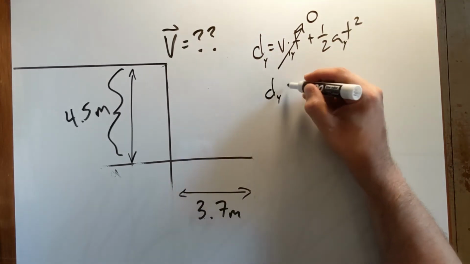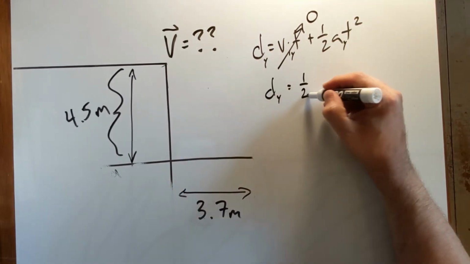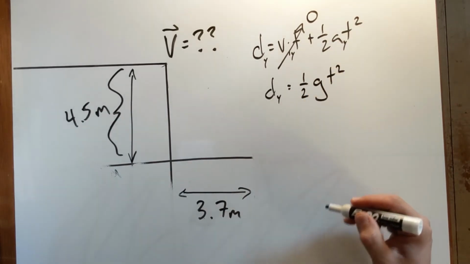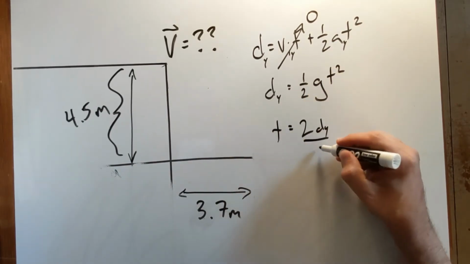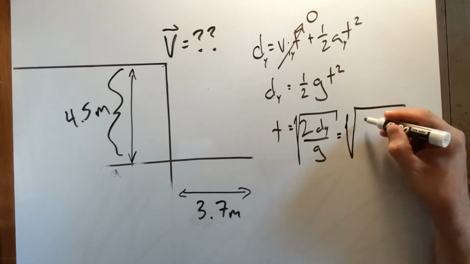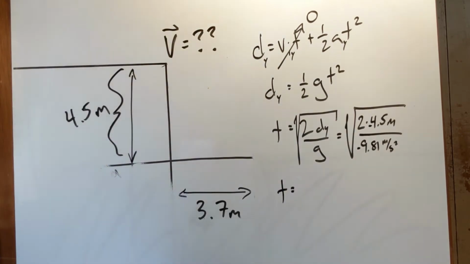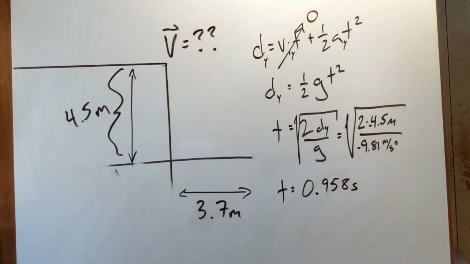This is identical to asking the question, how long does it take an object dropped from 4.5 meters up to hit the ground? Knowing that, this is as easy as use the right formula, plug in, and solve. The answer is 0.958 seconds to hit the lower level.